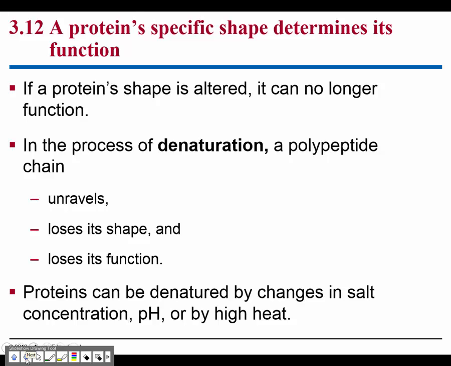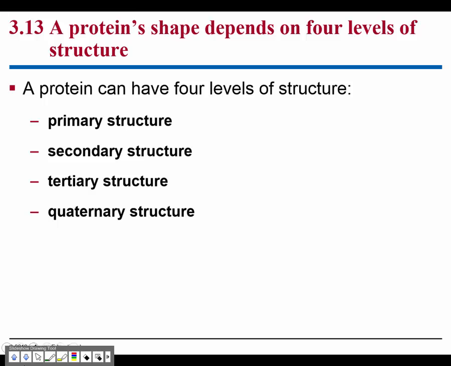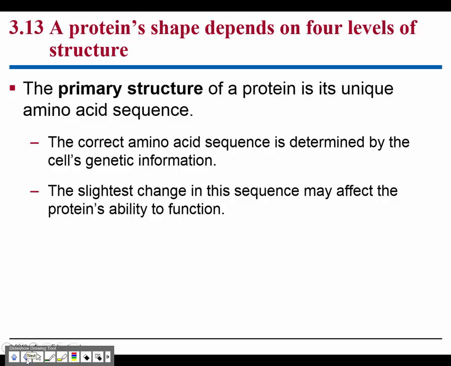And so proteins, they can be denatured by changes in salt concentration, by pH, either acid or base, or by high heat. So it's important that your proteins, if you want to keep them functioning, you avoid those things. So proteins have all sorts of different levels of structure. Primary, secondary, tertiary, quaternary. 1, 2, 3, 4. Those are the structure levels. Primary structure is when you're making those peptide bonds and they come together in a chain and you have that polypeptide. Okay? That is the primary structure.